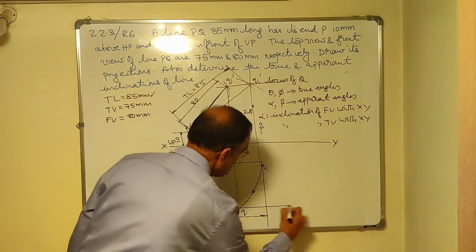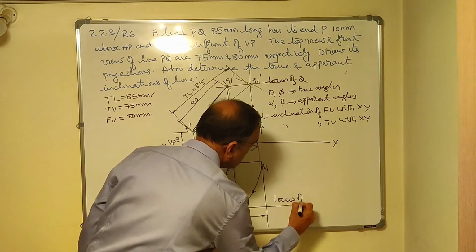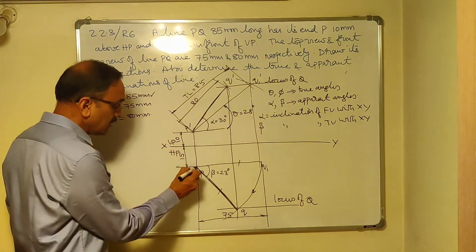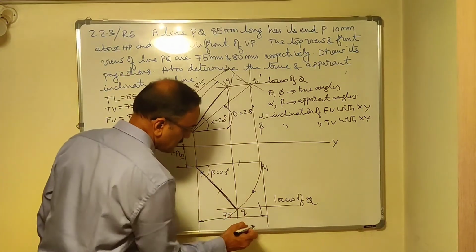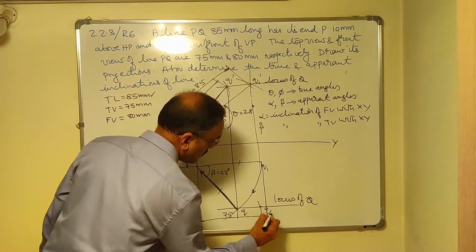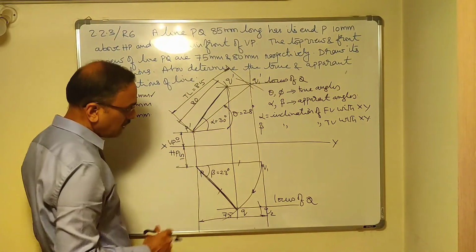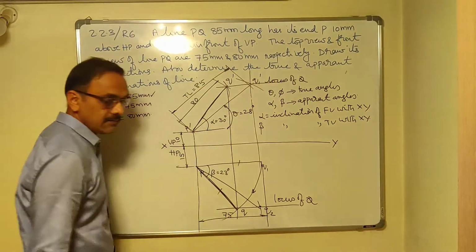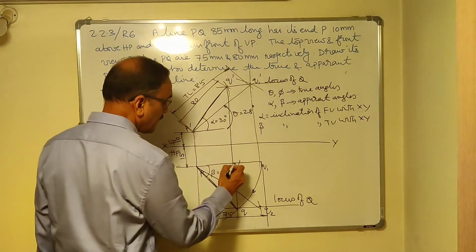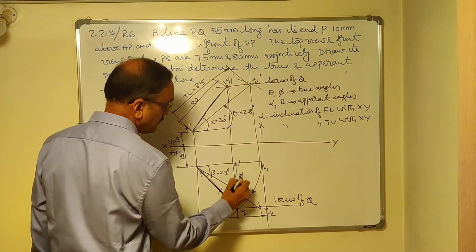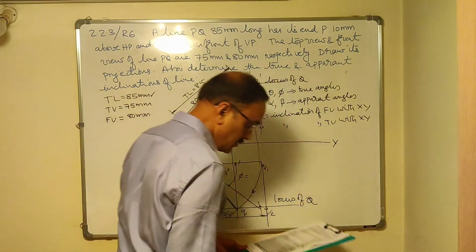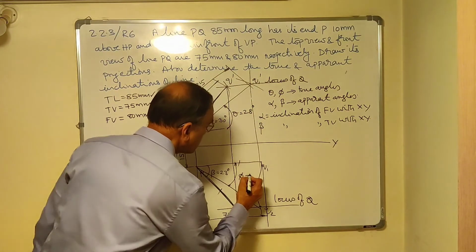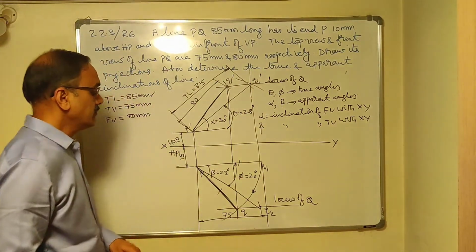Draw the locus of Q. You know the true length. True length is 85. Take P as center, 85 as radius. Cut this. You can call this as Q2. We have not used Q2 anywhere. So connect P with Q2. That becomes the true length. The true length will be a light line. And its angle will be phi, this angle. And that should come to 28 degrees. I'm sorry, 20 degrees. Okay.